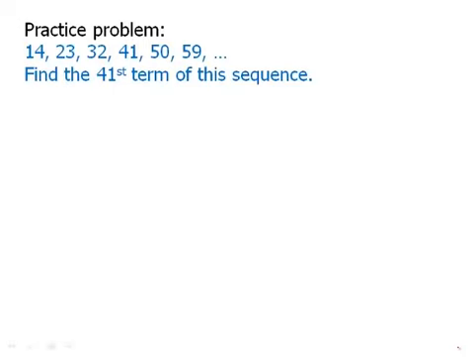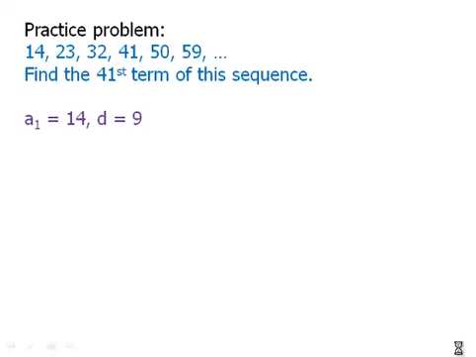We have an arithmetic sequence. Find the 41st term of this sequence. Pause the video and work on this. Okay, well, the first term is 14, and obviously we're adding 9 each time. That's how we're advancing, so the common difference is 9.